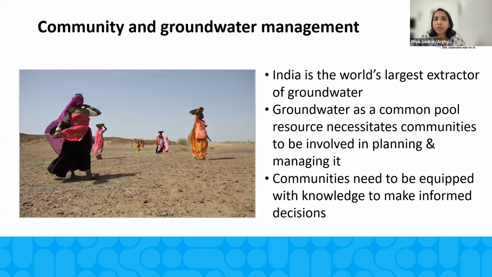India is a groundwater economy and the largest extractor of groundwater in the world. Because groundwater is a common pool resource and a finite resource, communities will have to make trade-offs that will benefit the collective but affect individuals. Such decisions are best made by the community closest to the ground. To make such decisions, communities have to be equipped with knowledge to understand and manage their water. Next slide, please.